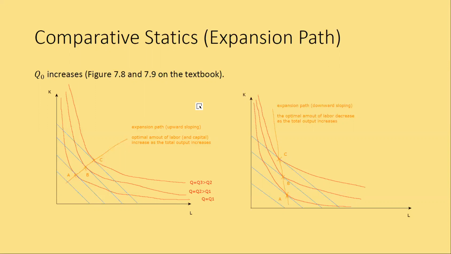And you can see what matters, or what it depends on, is the shape of the isoquant. And the shape of the isoquant depends on the production function. So it essentially depends on what type of production function the firm has. For the Cobb-Douglas, I'm going to show you in a few slides that the expansion path is going to be upward sloping. But possibly for other types of production functions, the expansion path may be downward sloping.